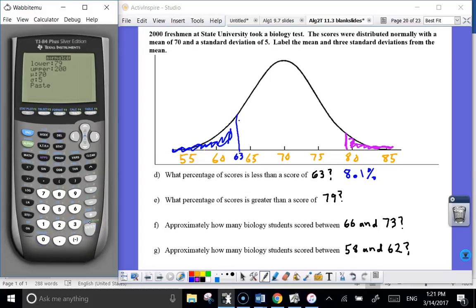If you don't think that's enough, then make it 2,000. It doesn't matter. And then we use the same mean, the same standard deviation, and enter. 0.0359. So how about 3.6%?